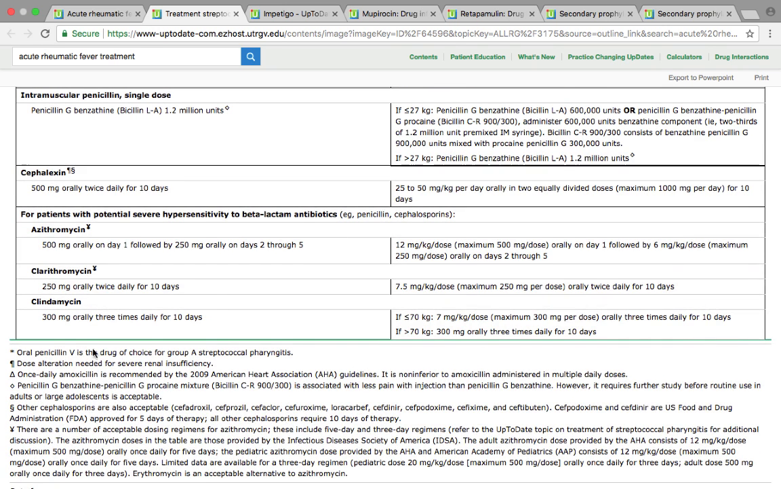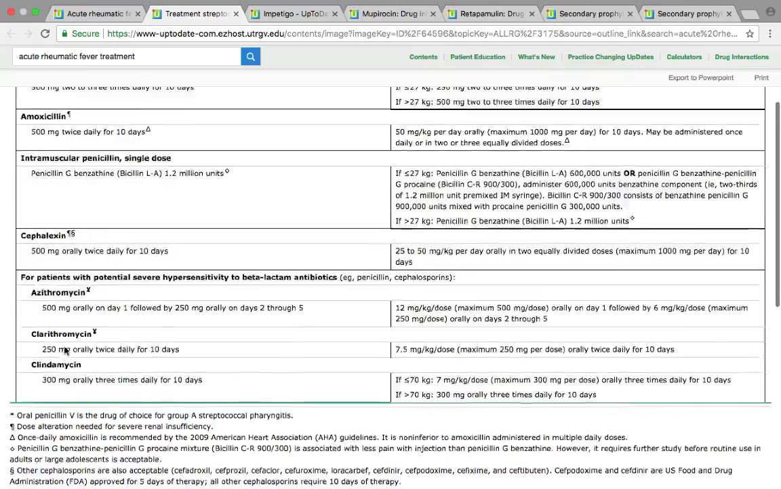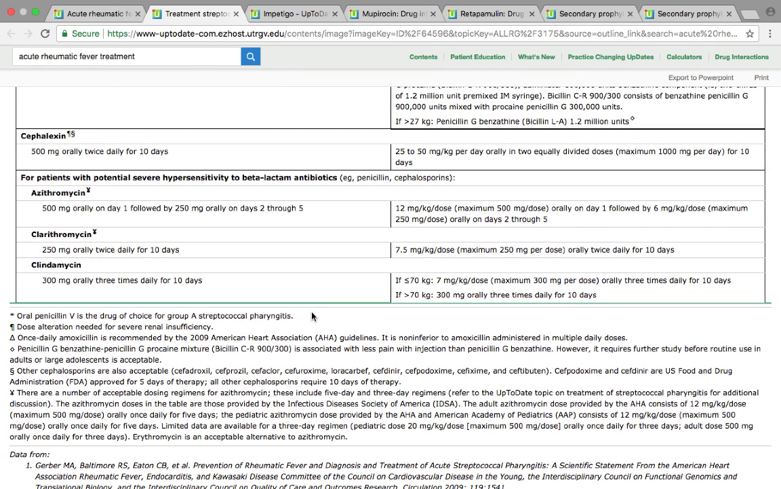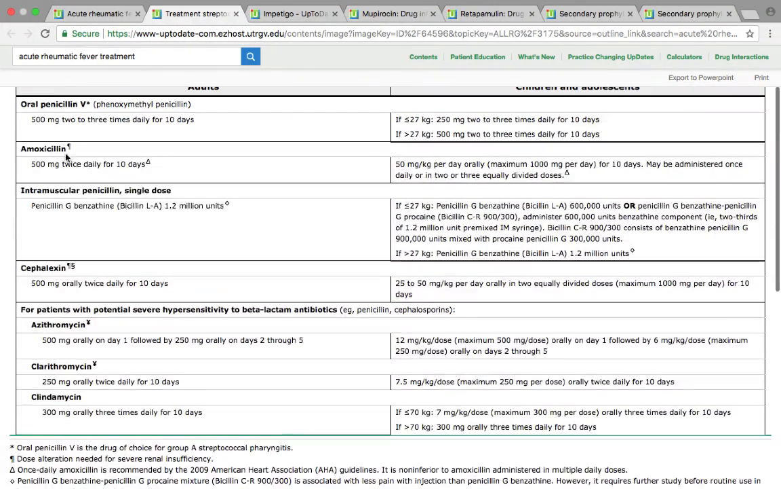As always, I'd like you guys to squint and pay attention to the fine print. One thing in the fine print that may be a little confusing for students is that there's an asterisk here that corresponds to oral penicillin V, and it is the drug of choice for group A streptococcal pharyngitis. That just means that as far as its effectiveness and coverage, it's very good at eradicating group A streptococcal pharyngitis. But specifically in ARF, the guidelines recommend starting with IM penicillin. Part of that is because it's once a day dosing, and you actually give that to the patient, so compliance is not an issue.